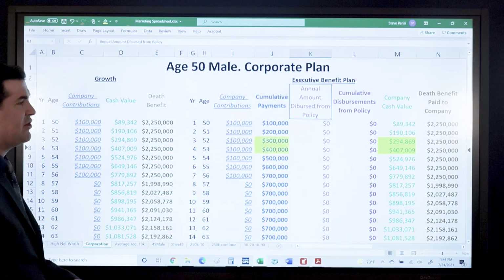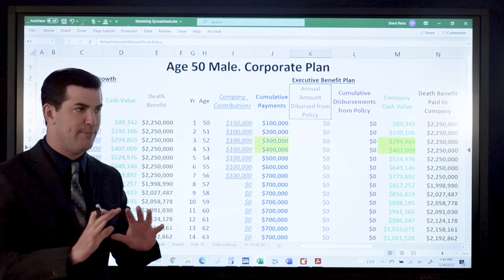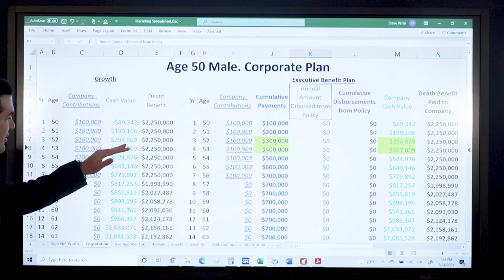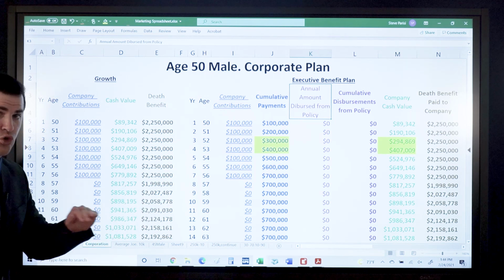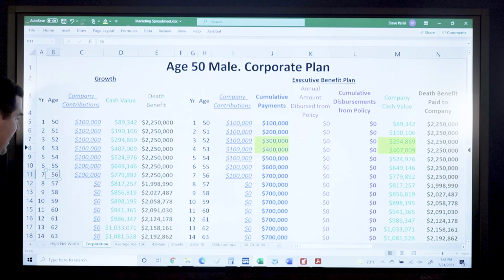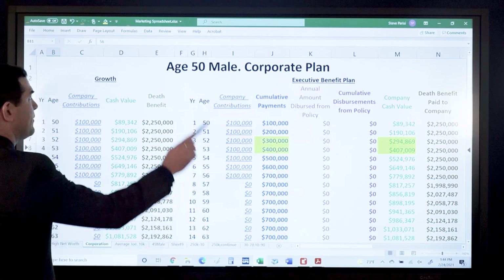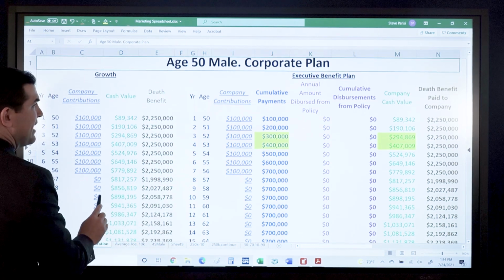So that's the policy growth, what it looks like when they actually make the payments. They've got access to the cash value all the way through. They also have key man insurance. And it was a short fund, funding it a little past age 55. But now, let's see how they actually put this in action.